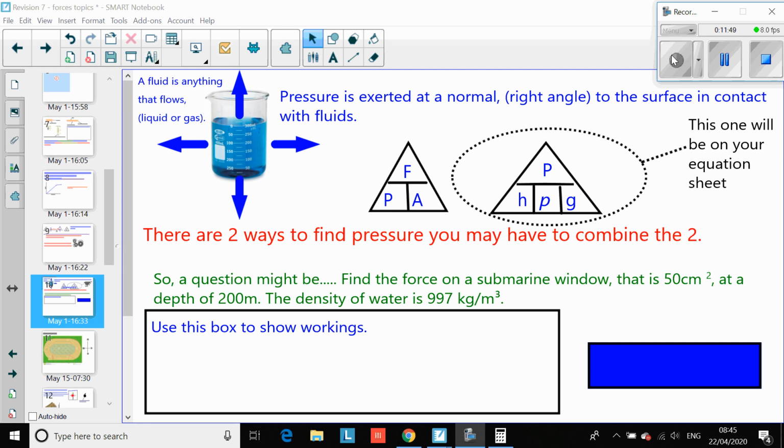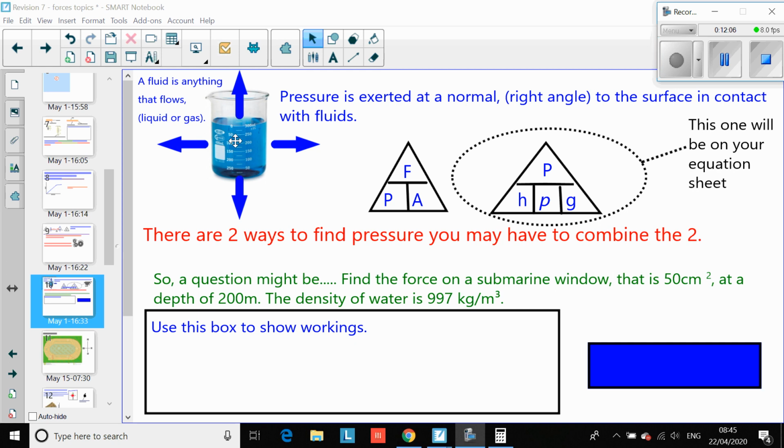Okay, so fluid pressure. A fluid is anything that flows, liquid or gas. Now, pressure is exerted at a normal right angle to the surface in contact. So if you draw it in an exam, it has to be at right angles like this.